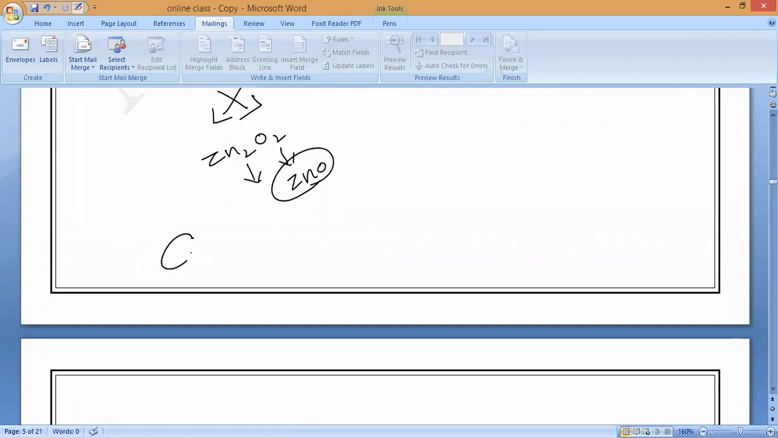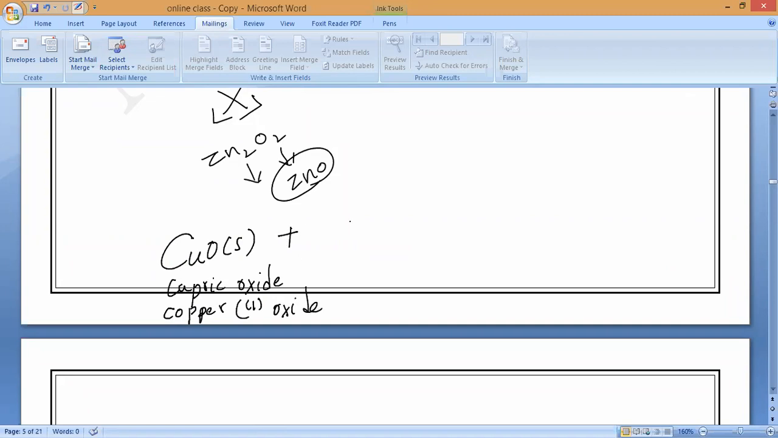Copper oxide. Last class, last chapter, you have studied copper oxide. Copper oxide we can also call cupric oxide, or copper 2 oxide.